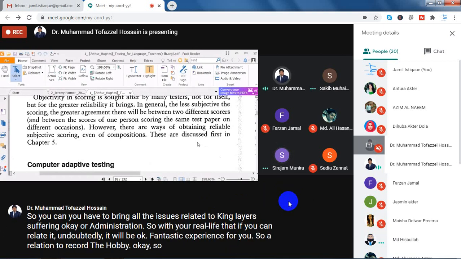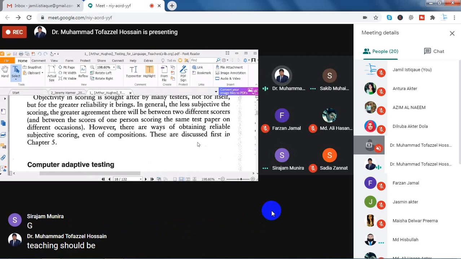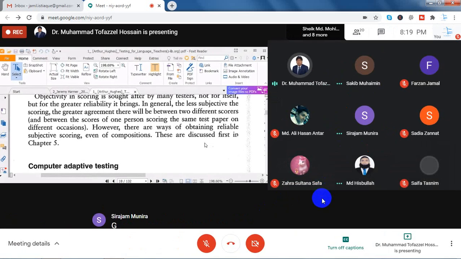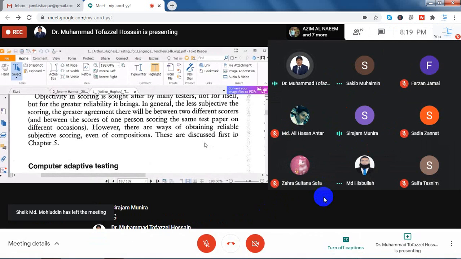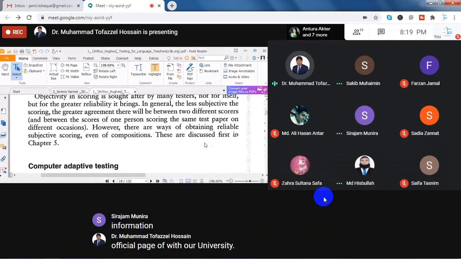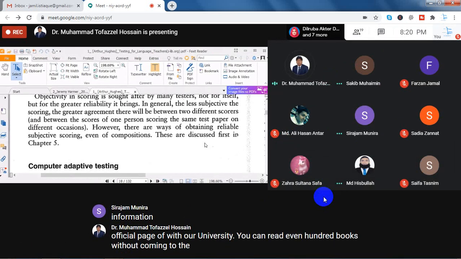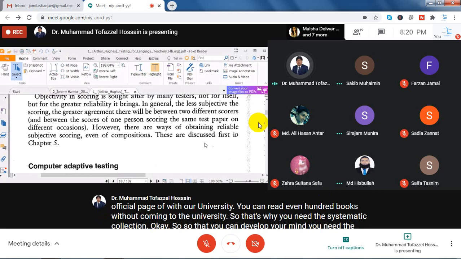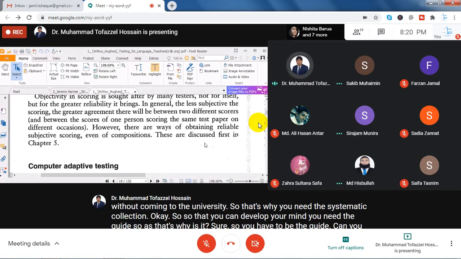So that's why teaching should be very much artistic. এটা শুধু এমন না যে আমরা শুধু কিছু ইনফরমেশন শেয়ার করলাম, তাহলে তো টিচারের দরকার নাই, আপনি 10টা বই পড়লেই তো আপনি সার্টিফিকেট পেয়ে যাবেন, ইনফরমেশন পেয়ে যাবেন, তাহলে আর এই ইউনিভার্সিটিতে ভর্তি হওয়ার দরকারটা কি, আসার দরকারটা কি? You can read even 100 books without coming to the university. So that's why you need the systematic connection, so that you can develop your mind. You need the guide. So that's why as a teacher, if you do not know in which way you should design the test, can you test your students?